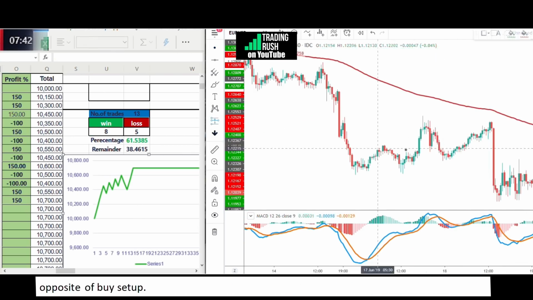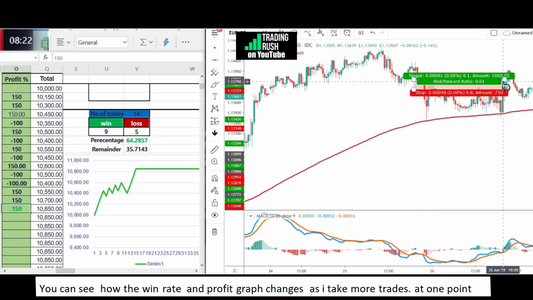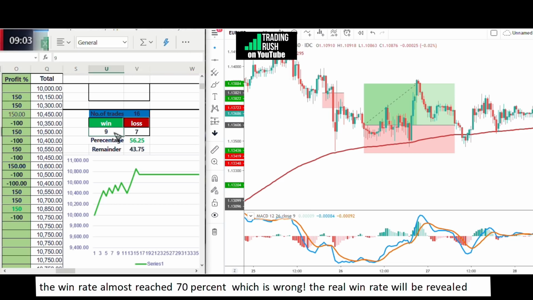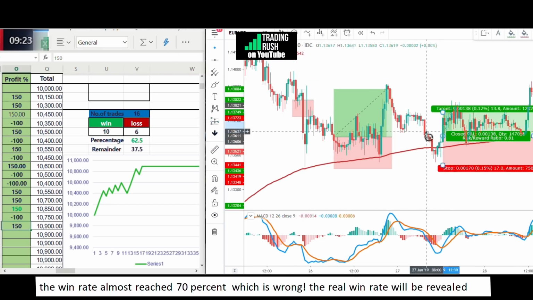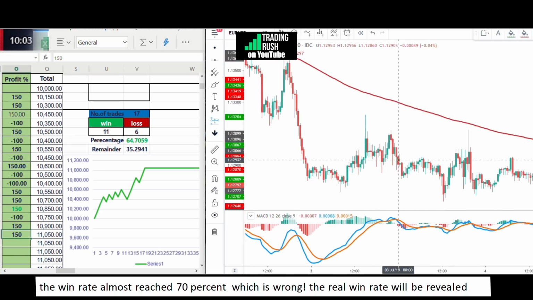Sell setup is just opposite of buy setup. You can see how the win rate and profit graph changes as I take more trades. At one point, the win rate almost reached 70%, which is wrong. The real win rate will be revealed when we reach 100 trades or more.